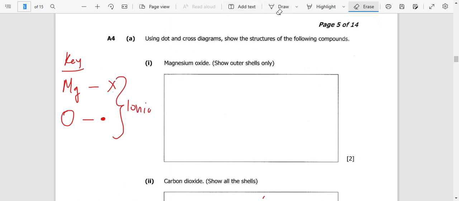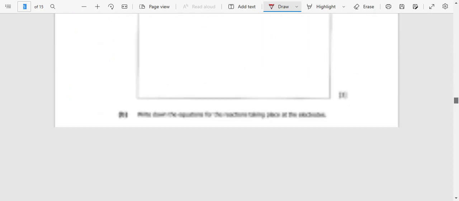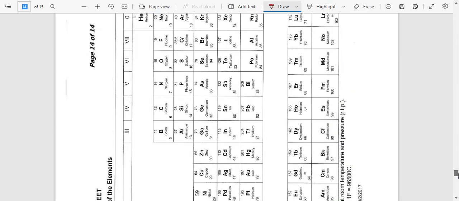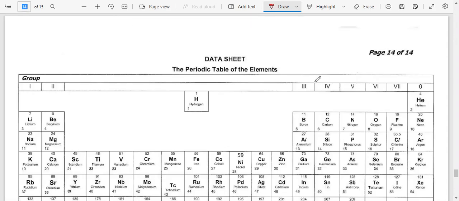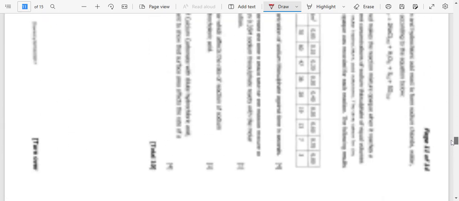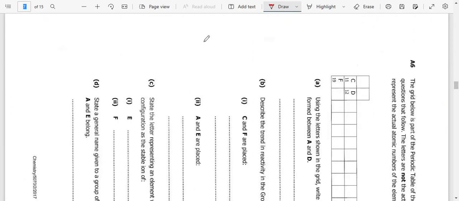But one thing that you need to know is the electron configuration for magnesium and also for oxygen. Let me check on the periodic table if it was given. Okay, here is the periodic table. Magnesium has a proton number of 12, oxygen a proton number of 8. Take note of that, 12 and 8, so that now we use that.